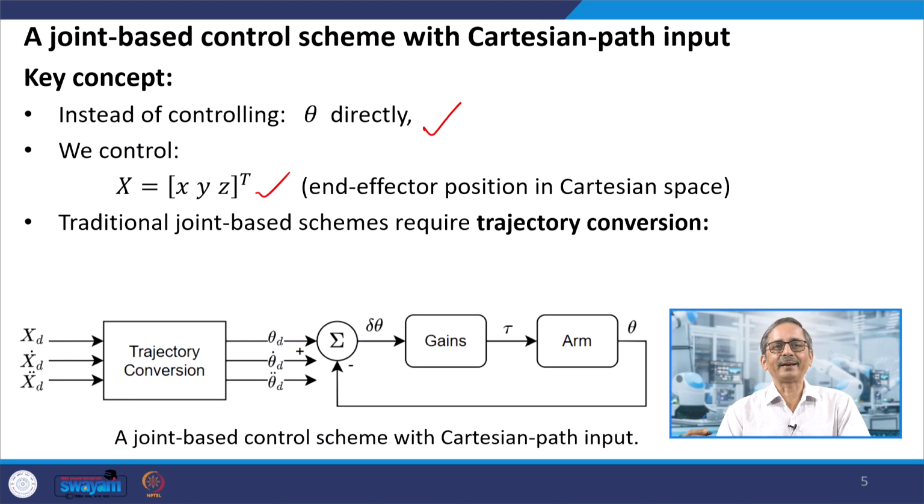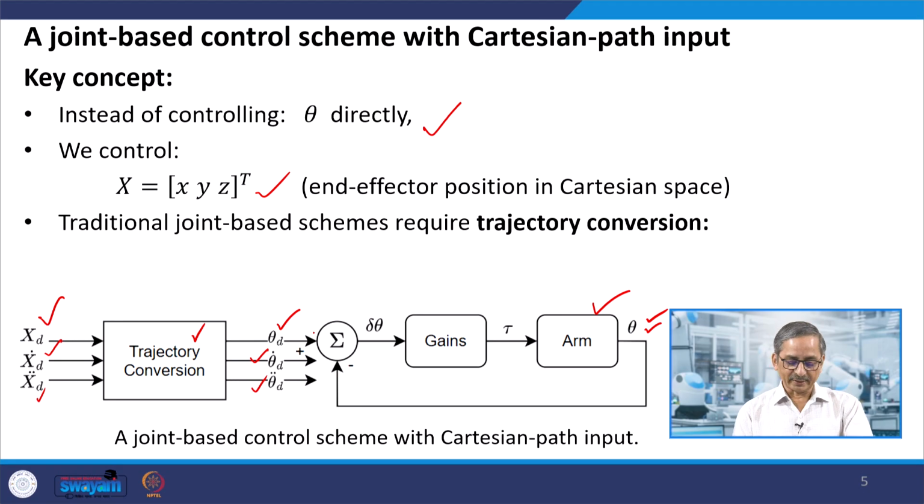So, the traditional joint base scheme consists of something like this. You have an arm and from that arm you get a theta. And we know the desired Cartesian position, Cartesian velocities and the Cartesian acceleration. This information we send to the trajectory converter and this trajectory converter in turn gives us the joint position, joint velocity, joint acceleration. So, from the arm I get the theta value. I am not showing the other values, that is theta derivative as well as theta double derivative.